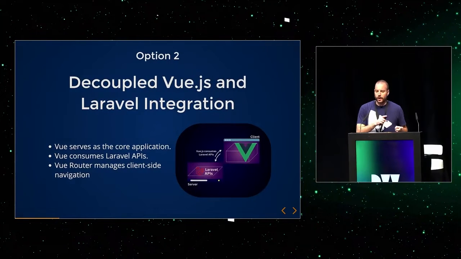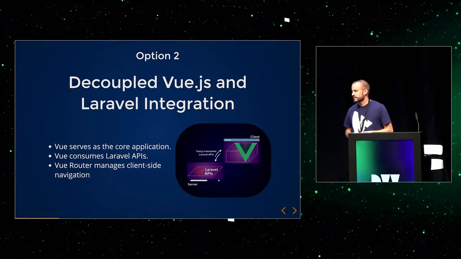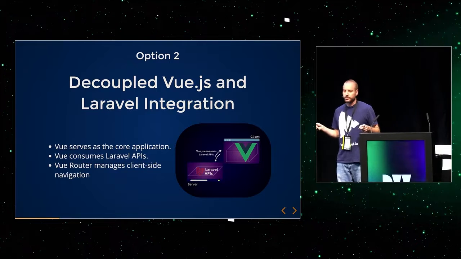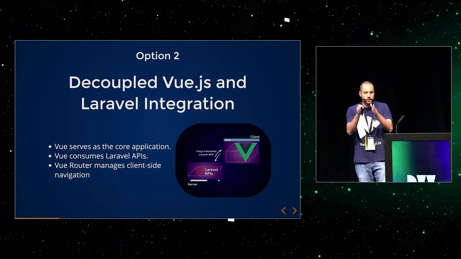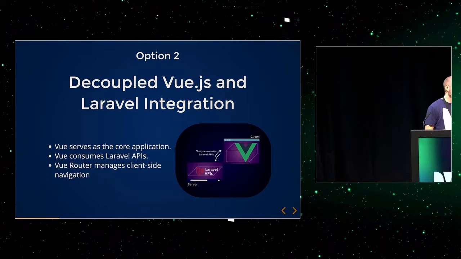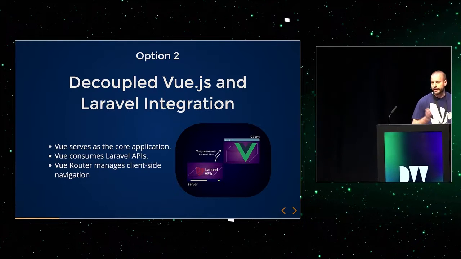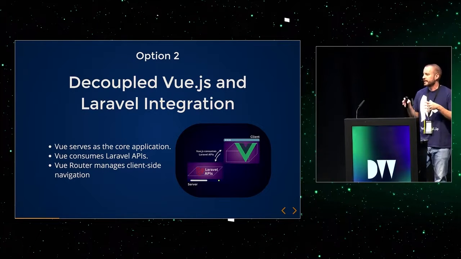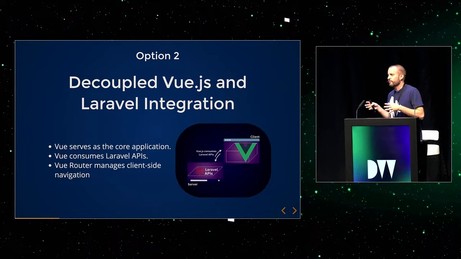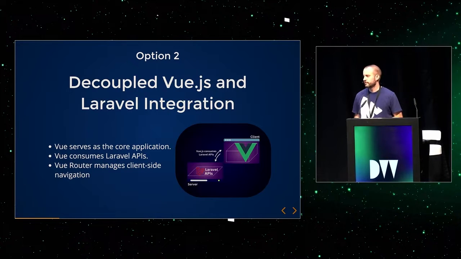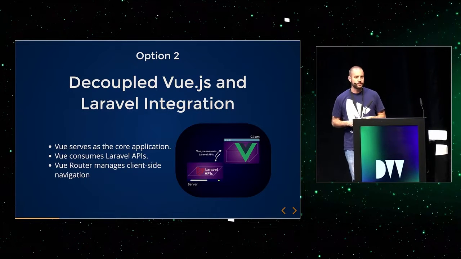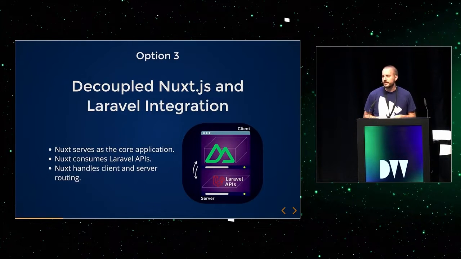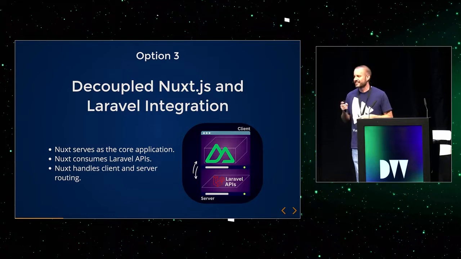All right, so option number 2 is actually fairly similar to option number 1, but now we have a Vue.js front end that's completely decoupled from the back end. The code no longer lives in the same project, or if you were using Vue CLI before that, vue create whatever, right? And in this case, we still have Vue really serving as the front end. It's the core front end application, and it consumes Laravel REST APIs, and Vue Router once again manages all the navigation. Okay? Option number 3 is a decoupled Nuxt and Laravel integration.